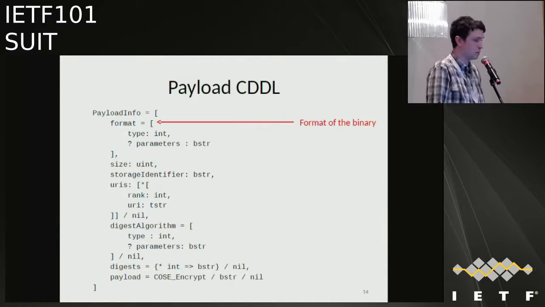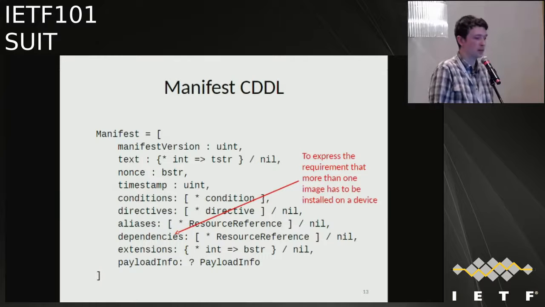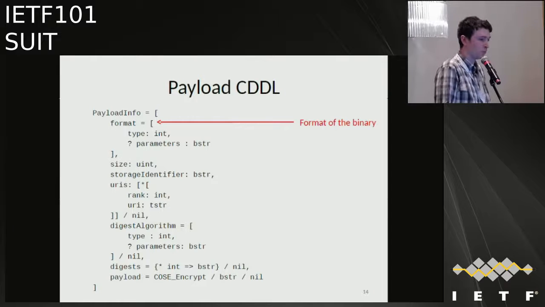Dependencies? Did we skip one? Dependencies, yes. Dependencies are links to other manifests to handle other kinds of prerequisites. And extensions being effectively a derivative of the X.509 extensions concept, so that if we miss something in this working group, there will still be a place to put it. Next, please. Right, the payload info structure deals with the actual description of the payload itself.